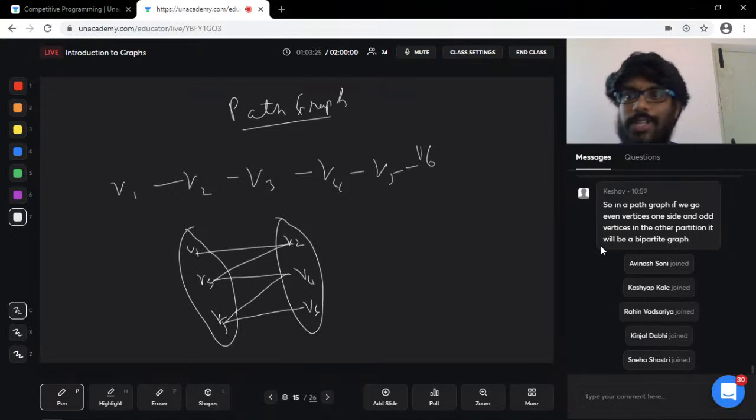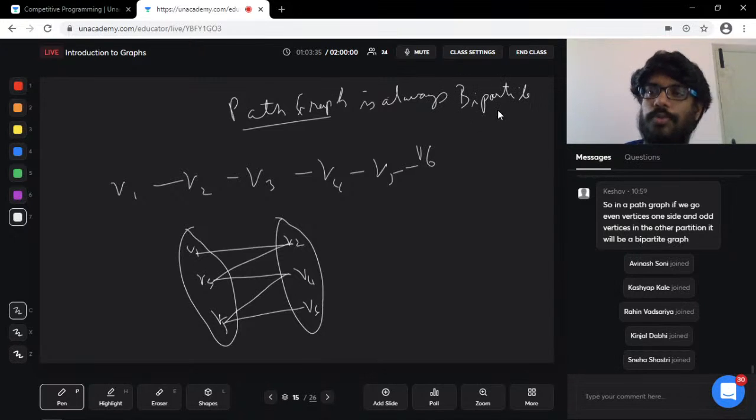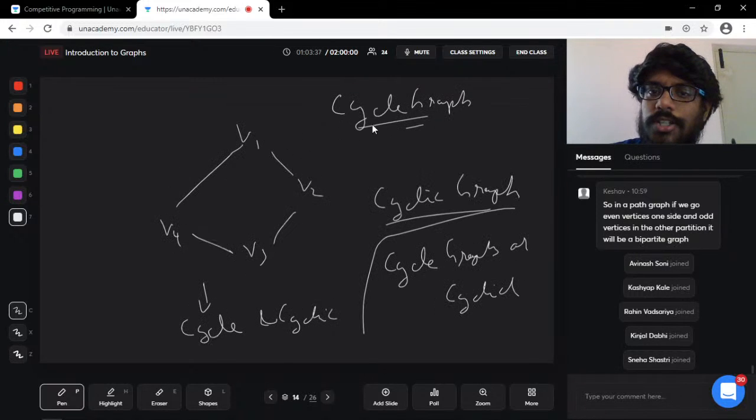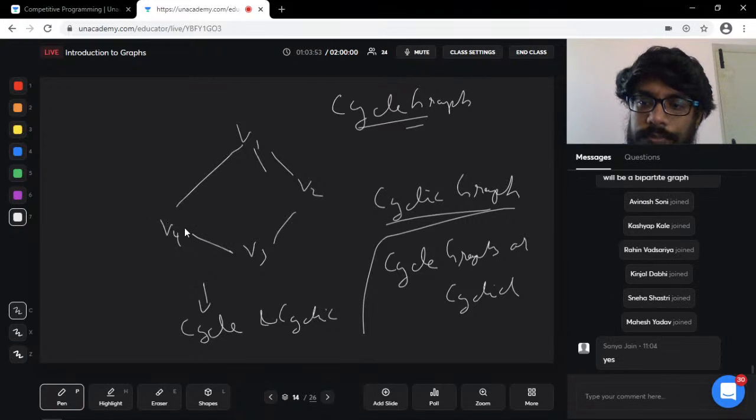Okay, so now that we are here, we know that a path graph is always bipartite. We just proved this. What about the other special graph we saw, a cycle graph? Is a cycle graph always bipartite? So is this a bipartite graph? Is v1, v2, v3, v4 a bipartite graph?